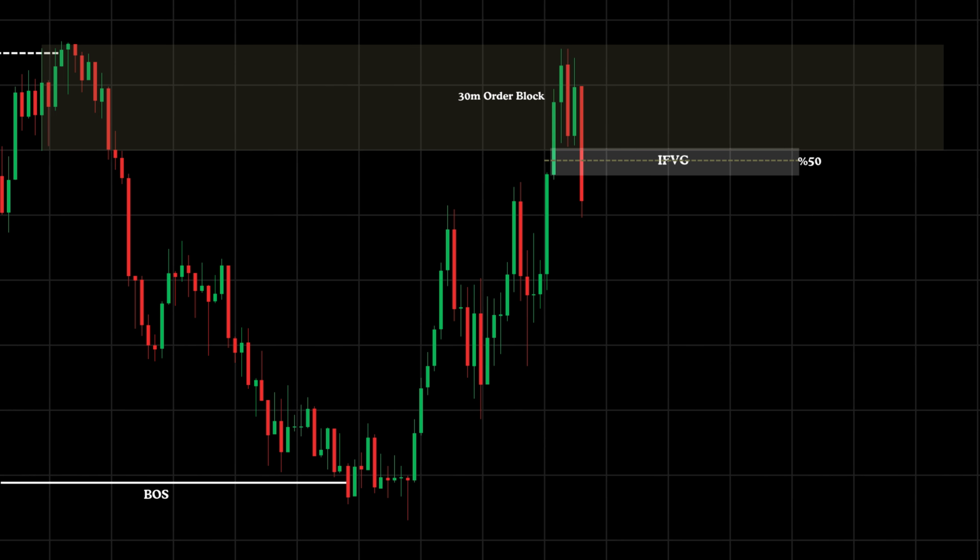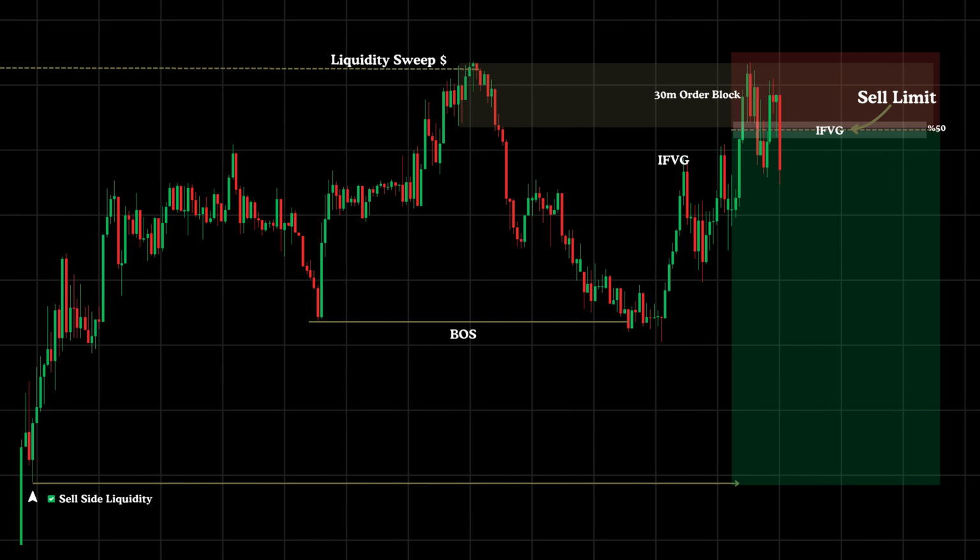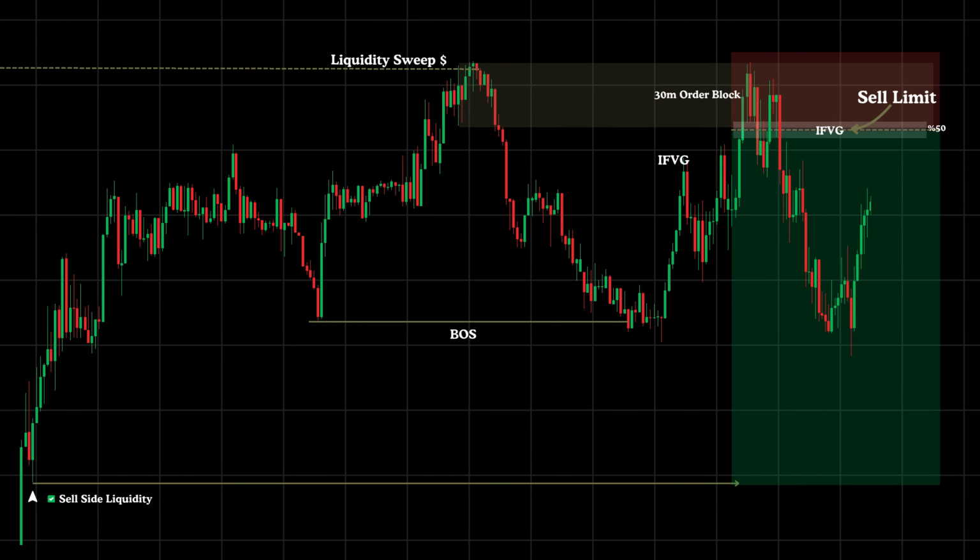With all rules and confirmations aligned, I'll take the aggressive entry approach, placing a sell limit order at the midpoint of that 5-minute bearish inverted fair value gap, and targeting this swing low that formed just above it. Now, let's play the chart forward to see the outcome.